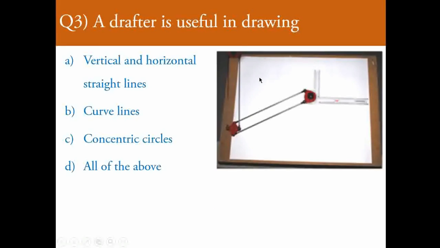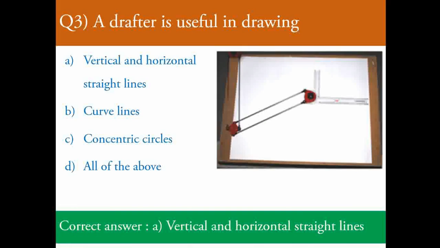After it is mounted on the drawing board, generally the scale also we are going to fix, as per the requirement, whether we have to draw horizontal, vertical, or inclined lines. So the basic purpose of the drafter is to draw straight lines, either vertical or horizontal. In some cases the scale will be arranged as per the requirement in an inclined fashion also, and in that case also an inclined straight line will be there. But the option given to us is vertical and horizontal straight line, and that is the correct answer. The correct answer for this is option A, vertical and horizontal straight line.